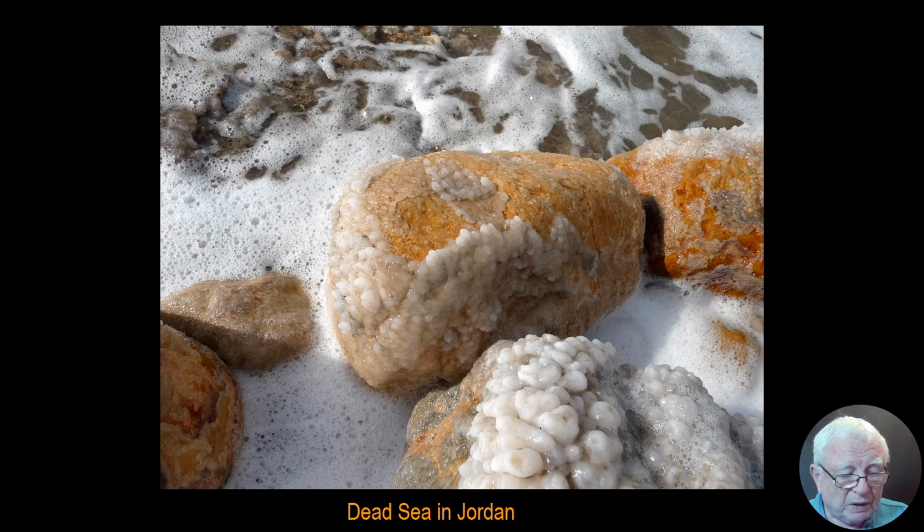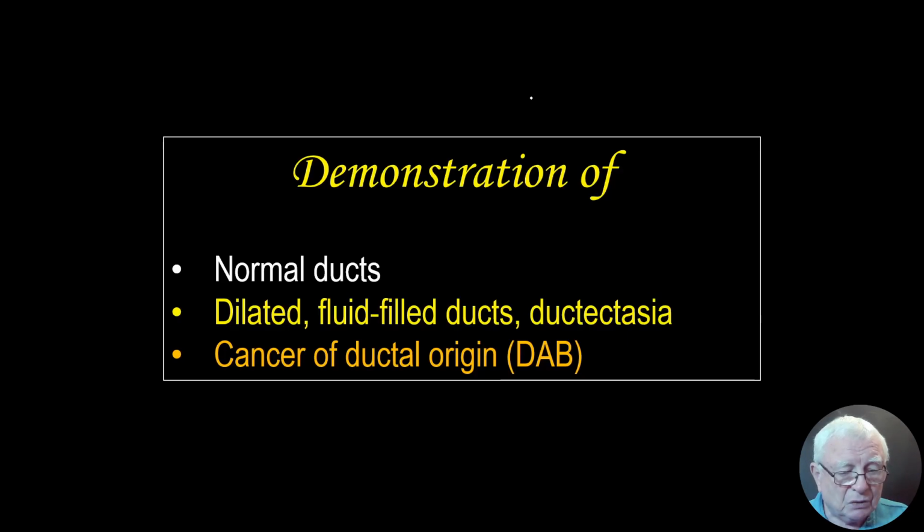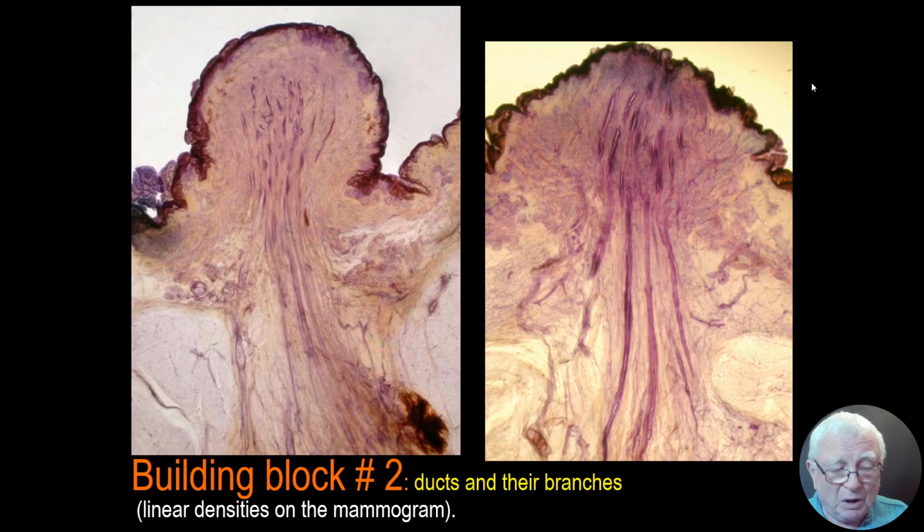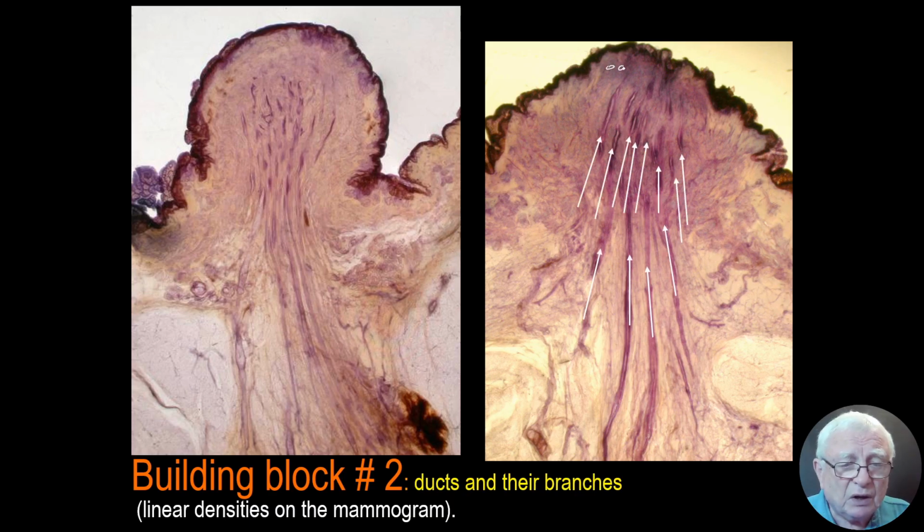Once again, a beautiful picture from the Dead Sea in Jordan. I'm explaining to you basic building block number 2. That's a milk duct. When I'm telling you what's a milk duct, in your fantasy, you think it's going to be a tube. You know what? This is actually much more interesting. First of all, the ducts go to the surface of the nipple.